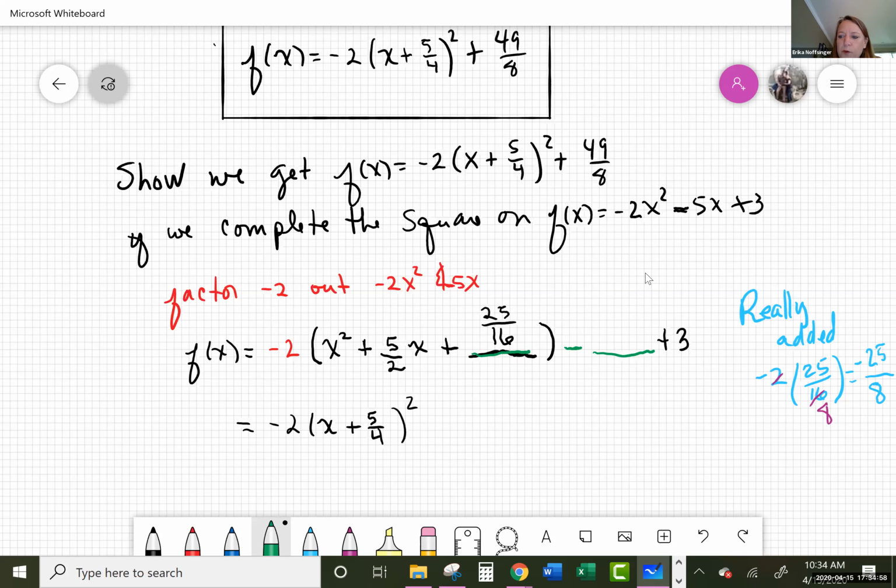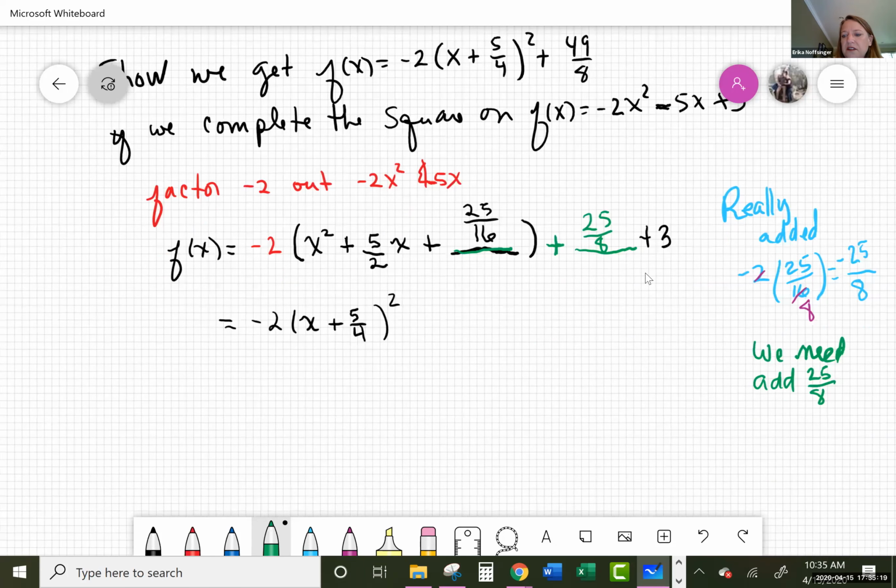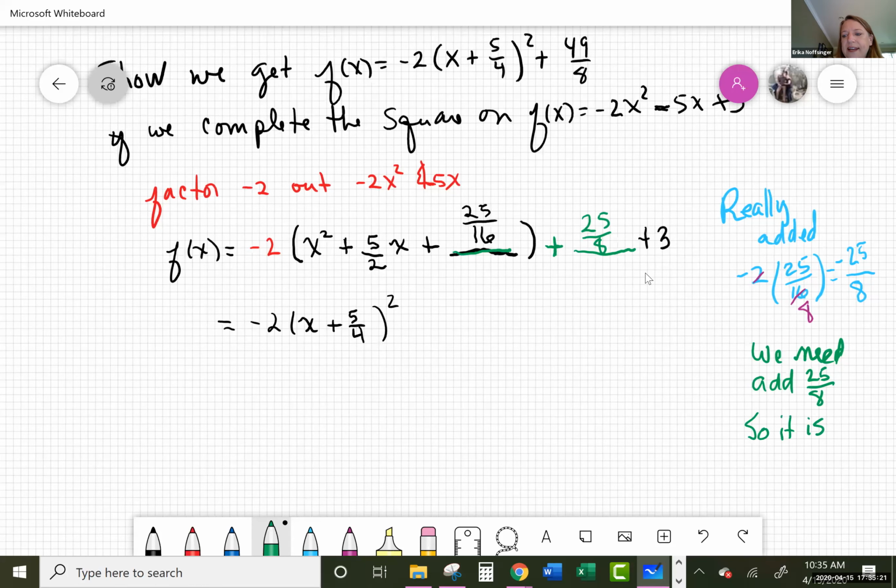So to undo, if I'm doing it to the same side, I want to really add 25/8. So we need to add 25/8. So it is like adding 0.